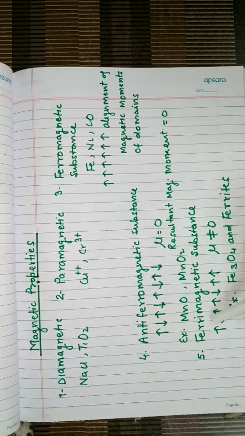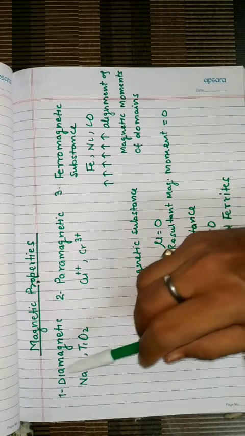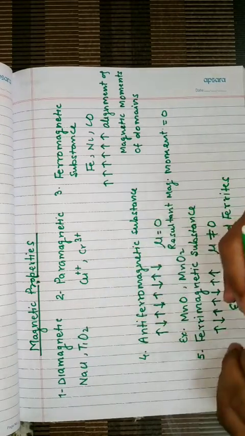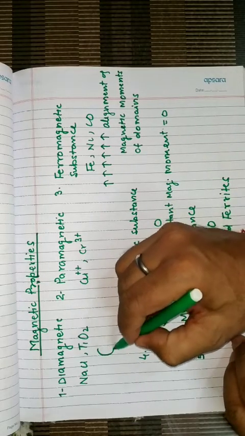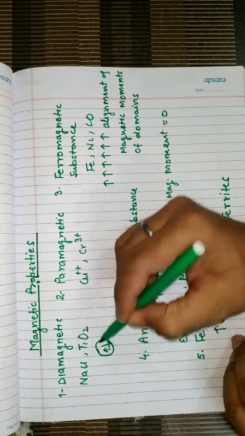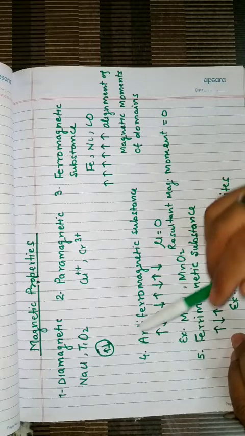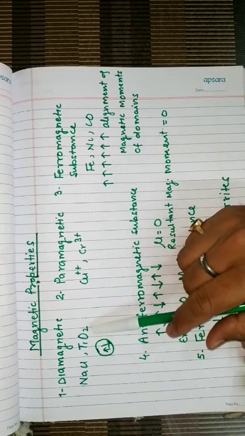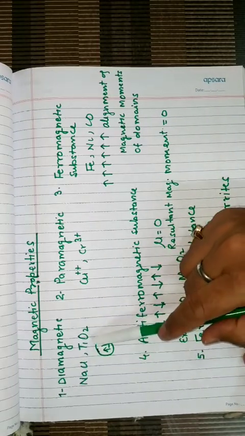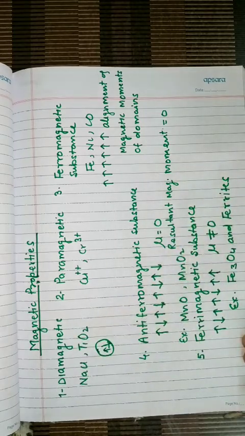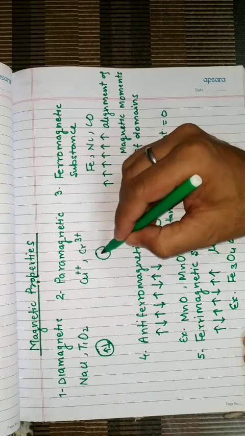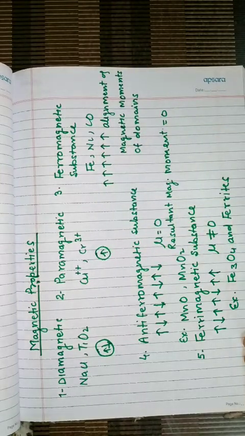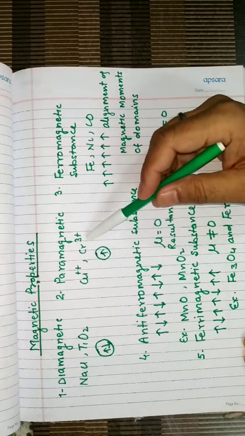antiferromagnetic, and ferrimagnetic substances. In the case of diamagnetic substances, they are characterized by filled orbitals. So they are repelled by an external magnetic field, like NaCl, and titanium dioxide is a diamagnetic substance. Paramagnetic substances are characterized by orbitals having some unpaired electrons. So they are attracted by the external magnetic field, such as cupric and chromium 3 positive ion, like that.